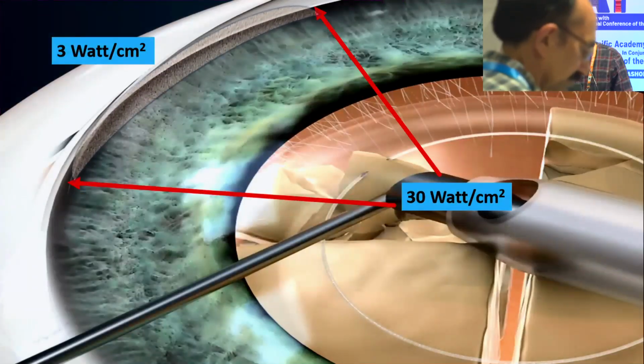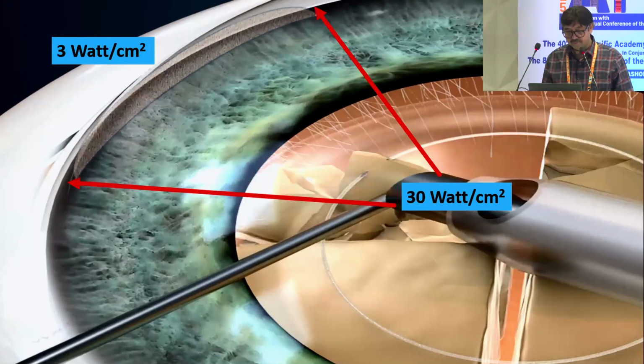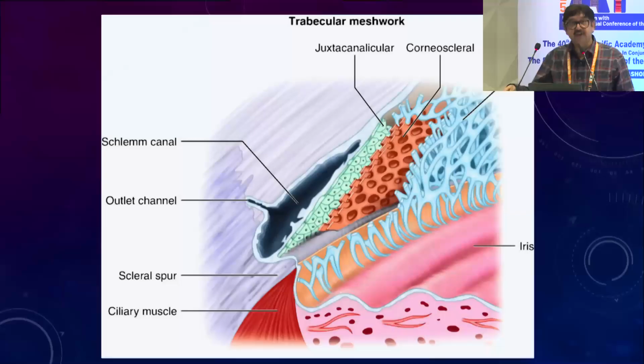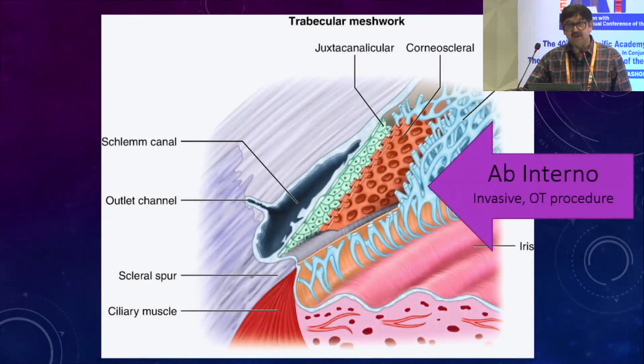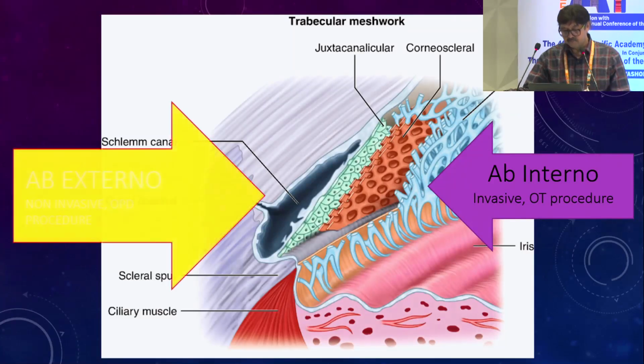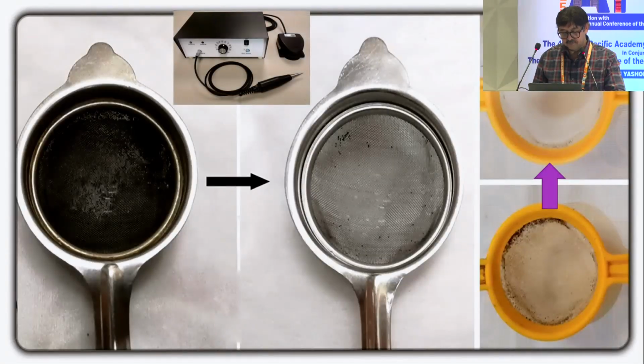While giving 30 watt energy at the phaco tip, we are unknowingly also giving 3 watt energy to the opposite quadrant of the trabecular meshwork. This is under the process of FDA approval. So we thought that if an ab interno ultrasound in OT can lower intraocular pressure, can we achieve it by a non-invasive ab externo approach in OPD or as an office procedure? Traboclean is as good as cleaning a blocked tea strainer.